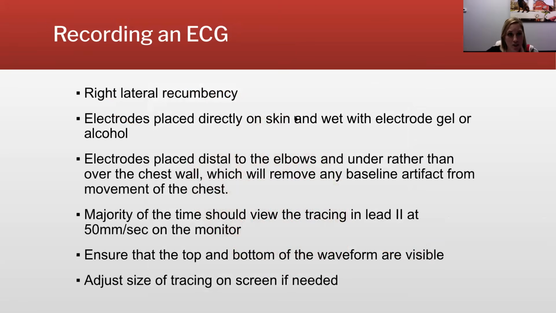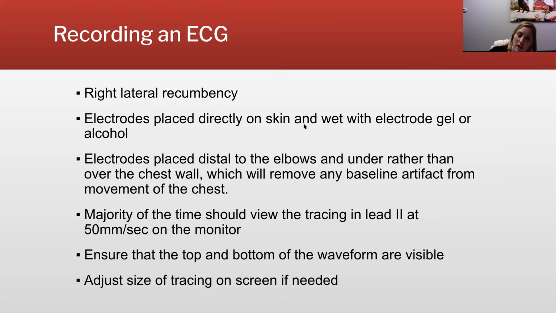So recording an ECG, ideally the animal is placed in right lateral recumbency. The electrodes are placed directly on the skin, with electrode gel or alcohol. The electrodes are supposed to be placed distal to the elbows and under rather than over the chest wall, which will help remove baseline artifact from movement of the chest.